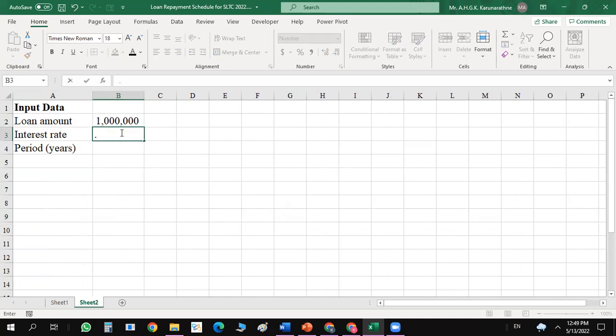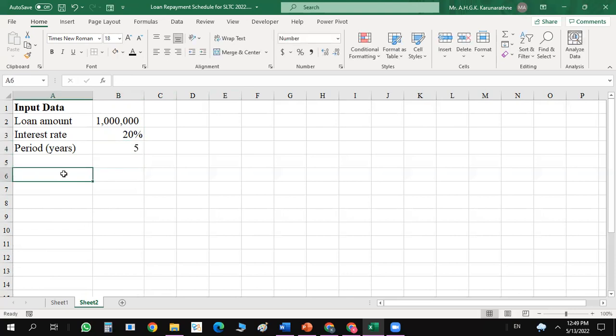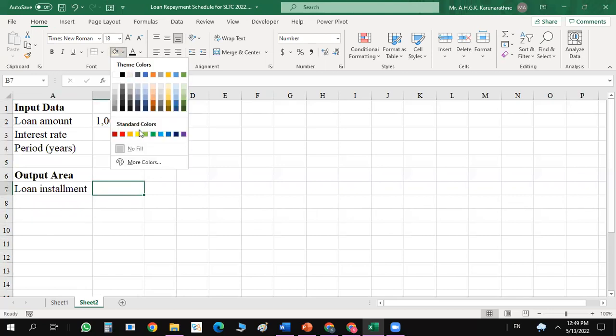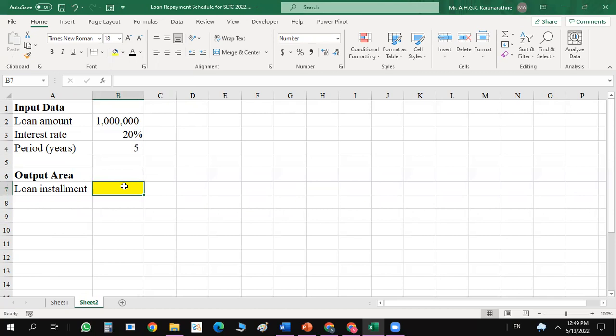Okay, loan amount, let's say 1 million. Interest rate, let's say 20%. And the period in years, let's say 5 years. And the output area. And first we'll compute the loan installment. Right. How to compute loan installment?